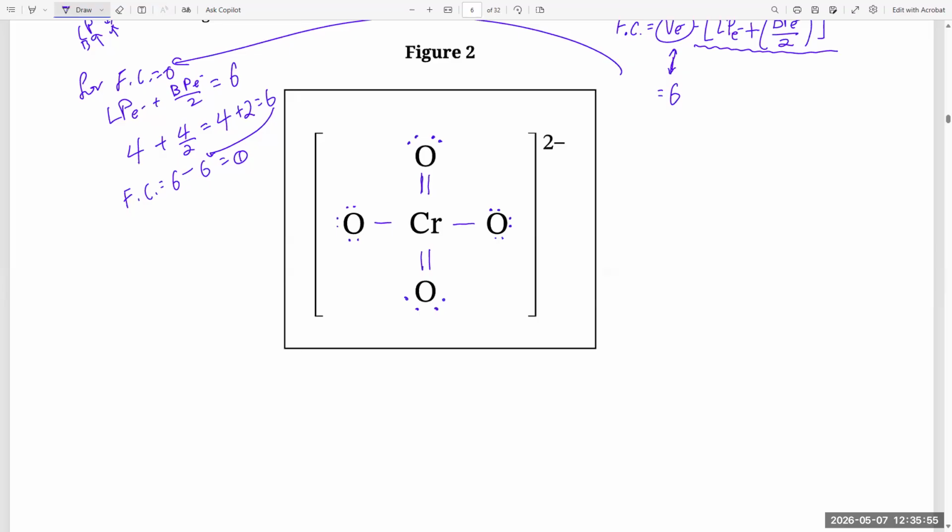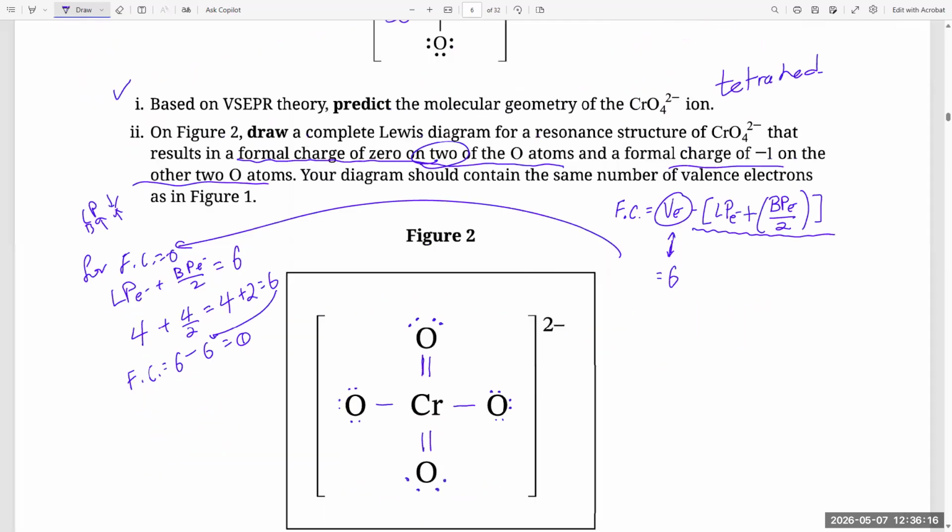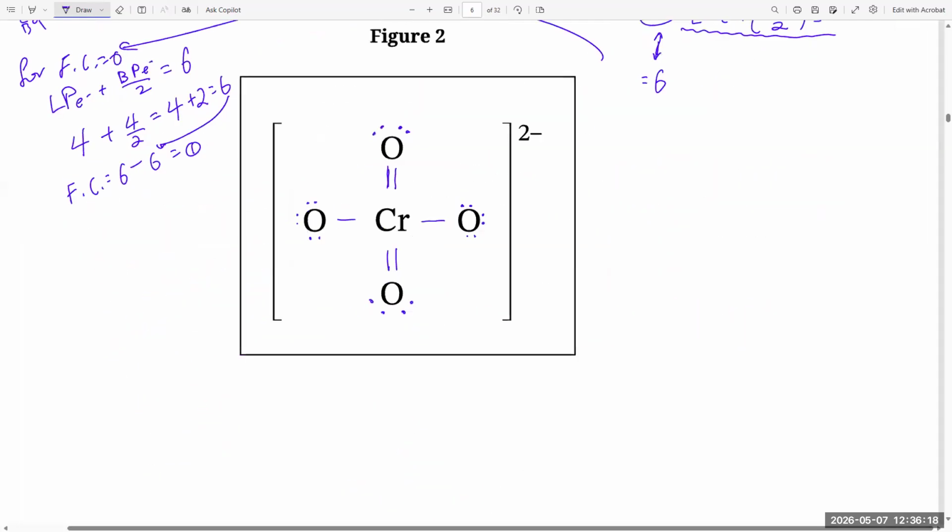Now, just double check. I'm going to count off: 1, 2, 3, 4, 5, 6, 7, 8, 9, 10, 11, 12, 13, 14, 15, 16. 16 pairs times 2 is 32 electrons. And just go back to the original one. We got 1, 2, 3, 4. 4 times 4 is 16 pairs, which is 32 electrons. So this diagram is correct. The total number of valence electrons depicted in the formula is still 32, and it's showing that.